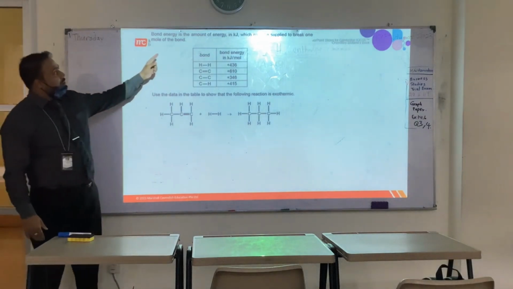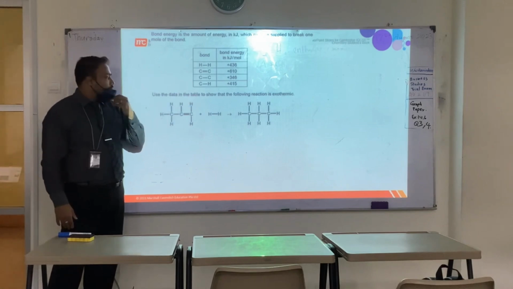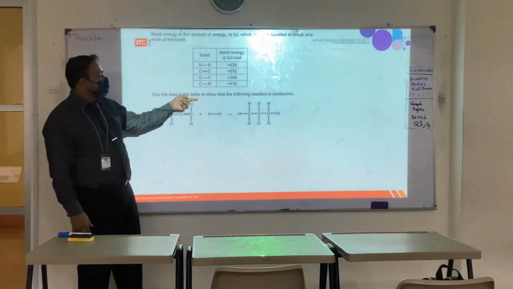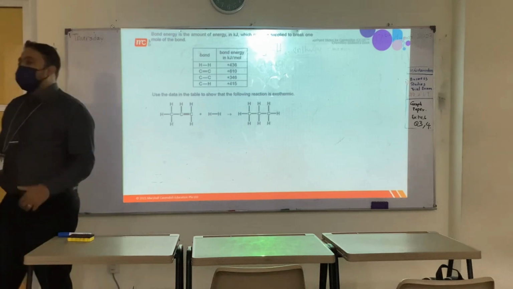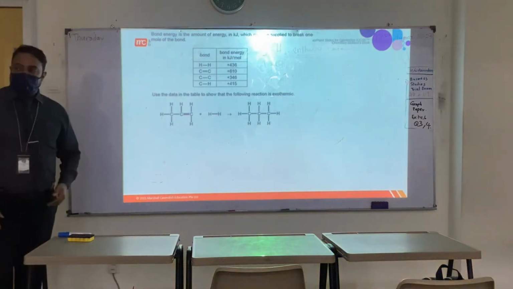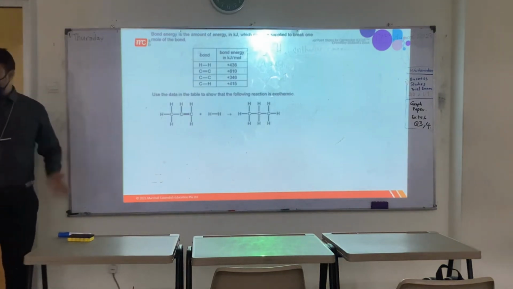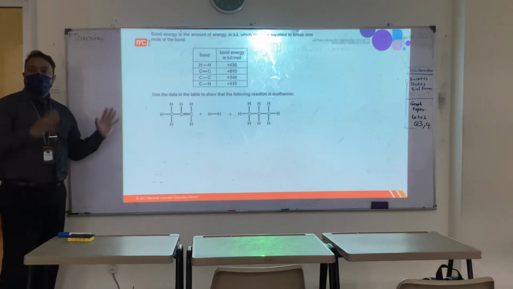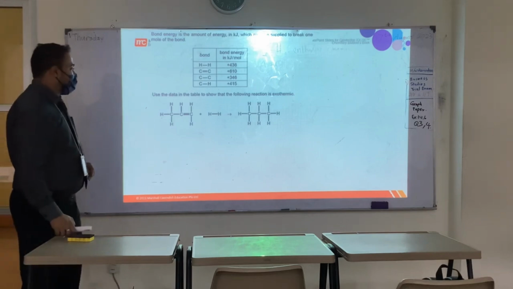They give us a table of bond energy in kilojoule per mole, and then they show you the following. They want you to use the data in the table to show the following reaction is exothermic. Now, how do we do this when we get this type of reaction? It's very simple. You don't have organic knowledge yet, so I'm going to show you the traditional way. The traditional way is where we do bond breaking and bond formation.